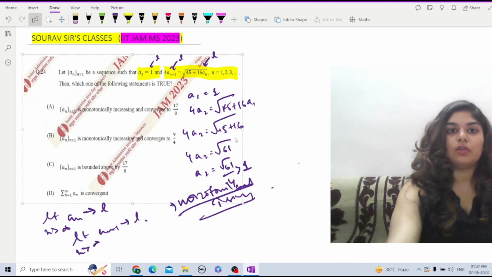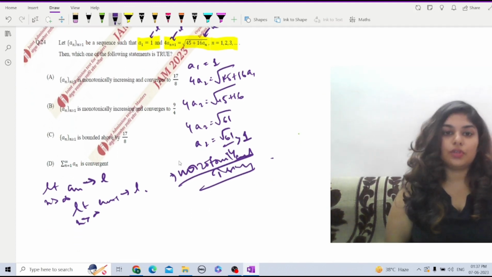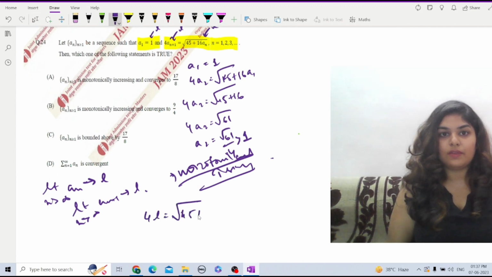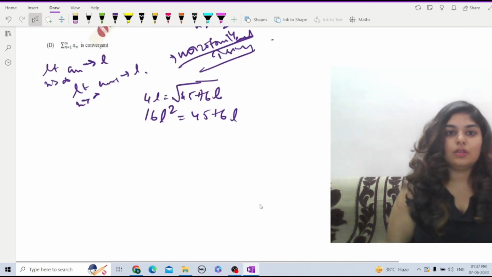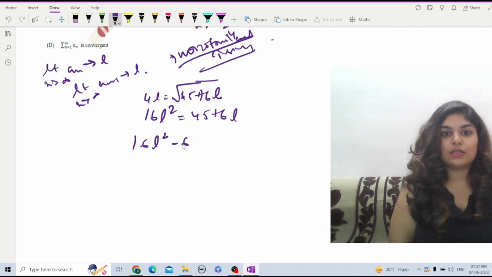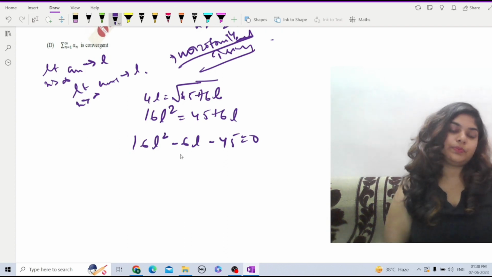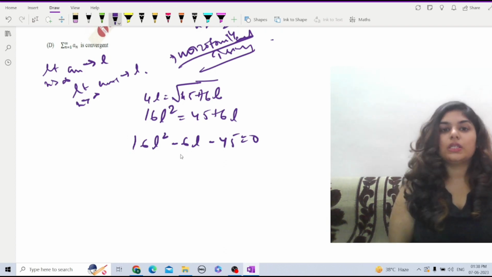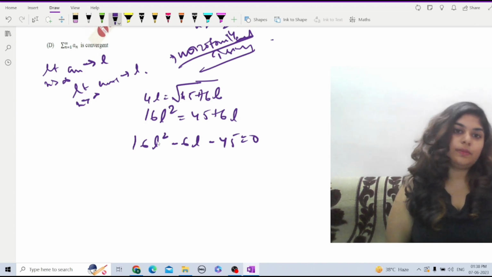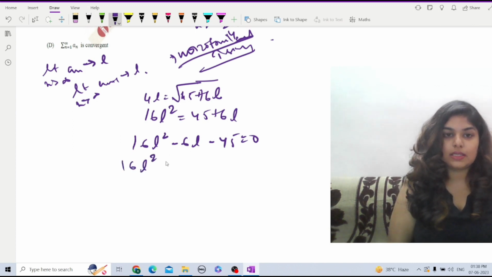Now let us try to find out the value of L. That is, what is the value that it will converge to, right? So let us write down the equation here: 4L is equal to root over 45 plus 16L. Now let us take the square on both sides, so we will get a quadratic equation, that is 16L square is equal to 45 plus 16L. So that is 16L square minus 16L minus 45 is equal to 0.